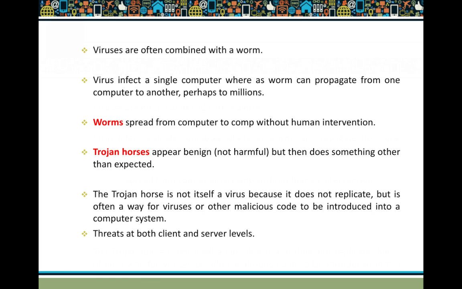Viruses are often combined with a worm. So we have the worm as the other category. A virus can normally combine itself with a worm. A virus infects a single computer, whereas a worm is something that moves, right? A worm moves from one place to another. It never sits idle. Like a natural worm, it moves, so it propagates. A worm has the capability to propagate from one computer system to another, perhaps to millions. So a worm has high propagation power. Worms spread from computer to computer without any human intervention.